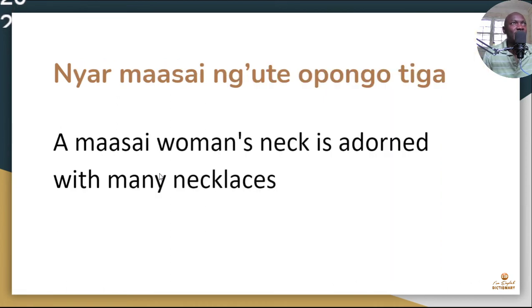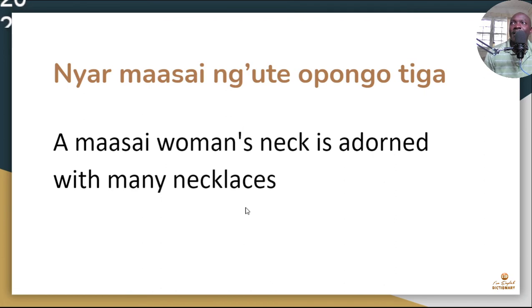In a sentence you can say, Nyar Masai ngute opongo tiga. So the Maasai woman's neck is adorned with many necklaces.